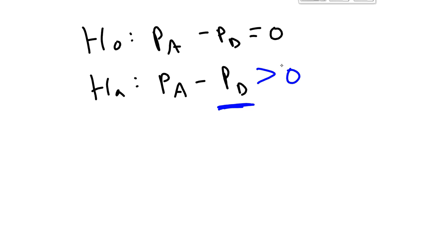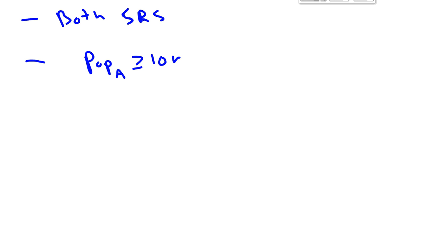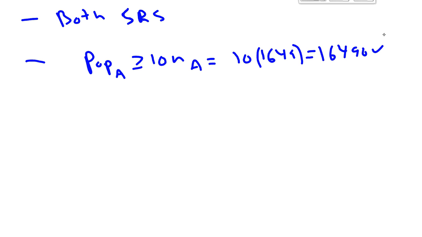After all that, it's finally time to start getting into our assumptions. So number one, there should be some kind of random assignment. Both of these groups are SRSs and randomly assigned to treatments. The second thing that has to happen is the population of all people who take aspirin has to be greater than or equal to 10 times the sample size in our study, which is 10 times 1649, or 16,490. So we have to assume that.